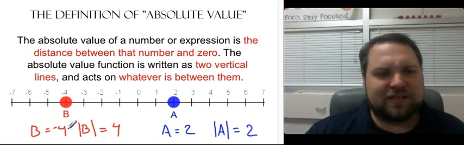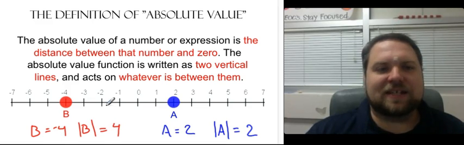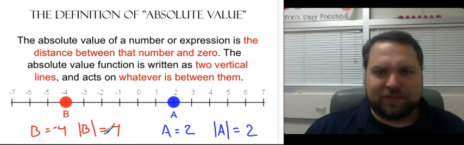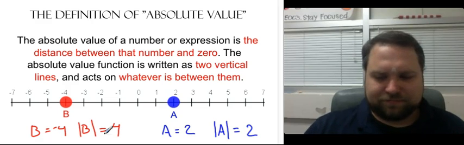So notice that's very different from negative 4. We don't need that negative sign anymore. We just say that the absolute value of B, the distance between B and 0, is 4. And that's all the absolute value function means.